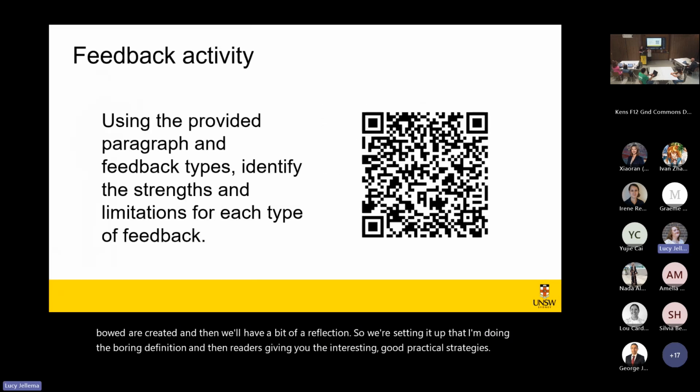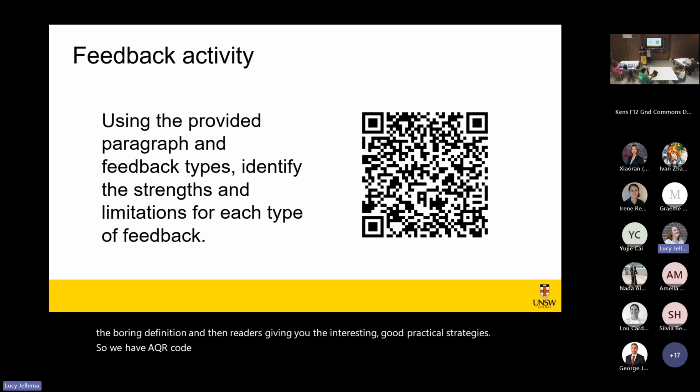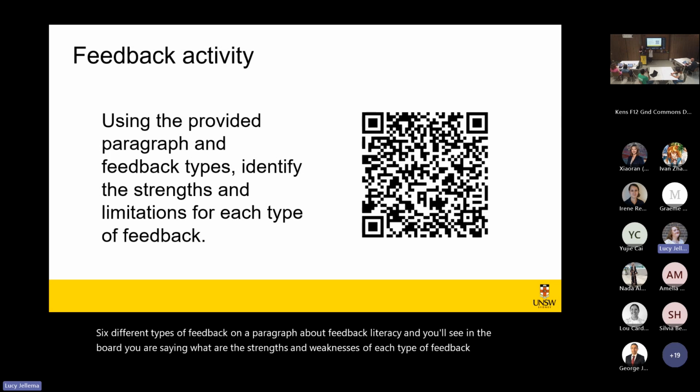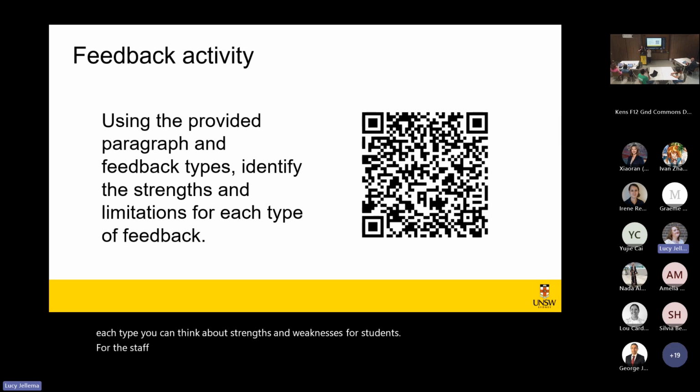So we have a QR code there for you. When you scan the QR code, you will be able to pull up a Miro board. The Miro board has 6 different types of feedback on a paragraph about feedback literacy. And you'll see in the board, you are saying, what are the strengths and weaknesses of each type of feedback? Now, for each type, you can think about strengths and weaknesses for students, for the staff that are doing it, like what are the good and bad things from any perspective.